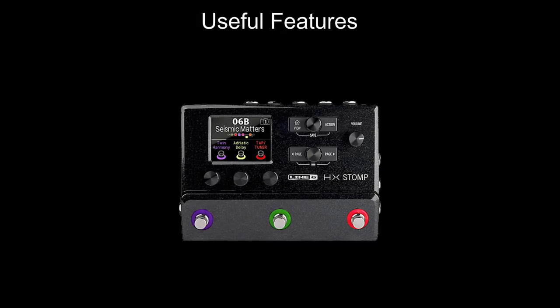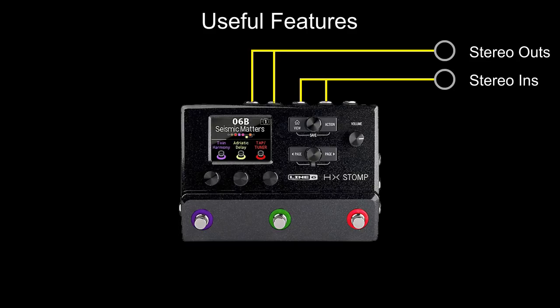Let's break down the features of the HX Stomp that I feel add value to it as a standalone cab sim. It has stereo ins and stereo outs. Surprisingly, a lot of cab sims don't process stereo signals. Additionally, the ins and outs can be configured separately for instrument or line level. You can use this at the end of a pedal board at instrument level, or you could use it after a guitar preamp at line level without distorting the input.